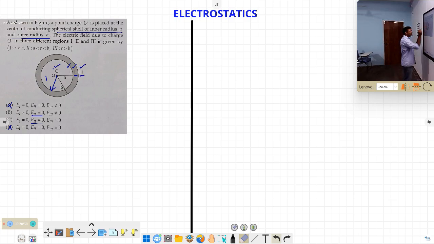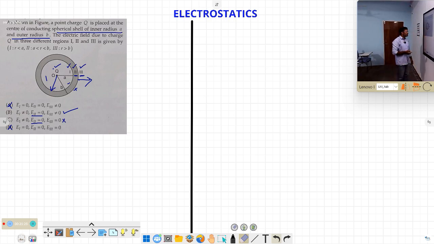The third region is the outside region. When you come to the outside region, this is the charge Q that was taken. Induced charges are going to be developed here. That induced charge creates one more charge outside also. So due to this, there is an electric field outside of this spherical ball having an inner radius and outer radius. So there is an electric field outside also. So in the case of option B, electric field intensity zero outside is not correct.